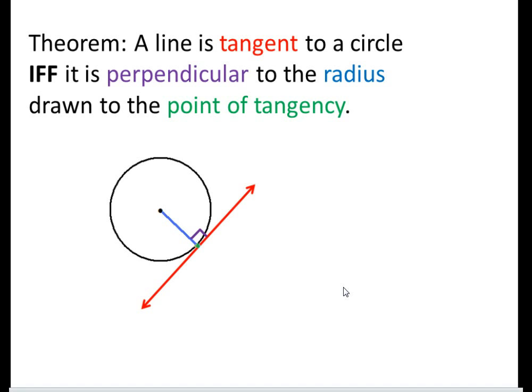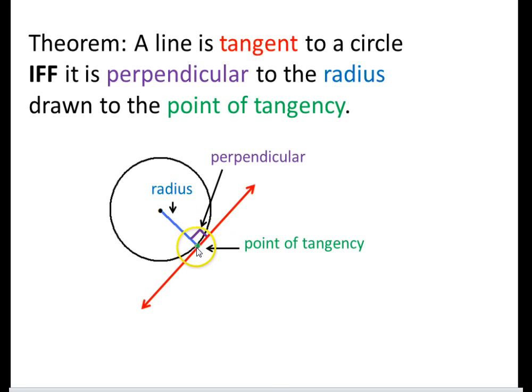The first theorem says a line is tangent to a circle if and only if it is perpendicular to the radius drawn to the point of tangency. So here's the radius, the point of tangency, and that forms a perpendicular angle.